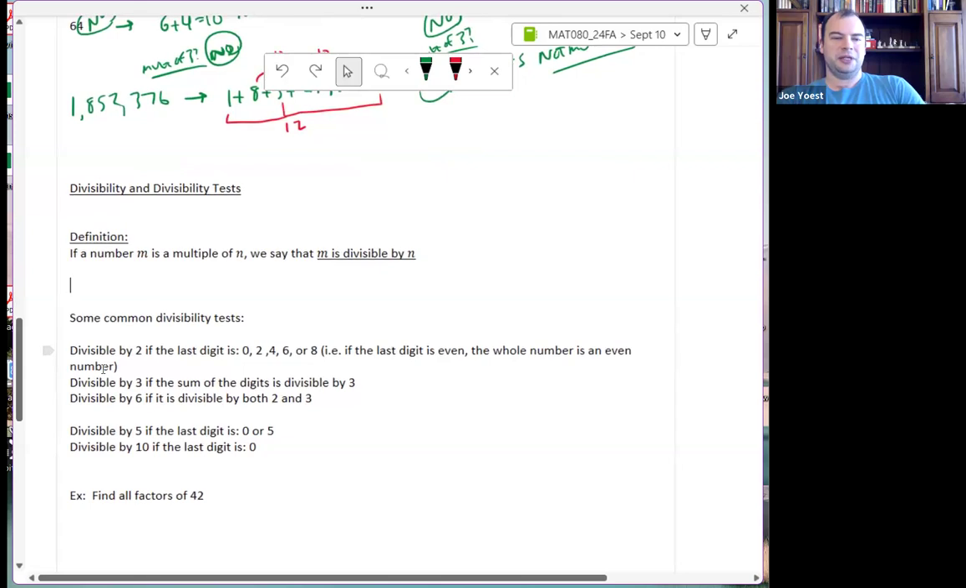Some common divisibility tests, well, the ones we saw above, divisibility by 2, 5, or 10, those are the ones that look at just the last digit.